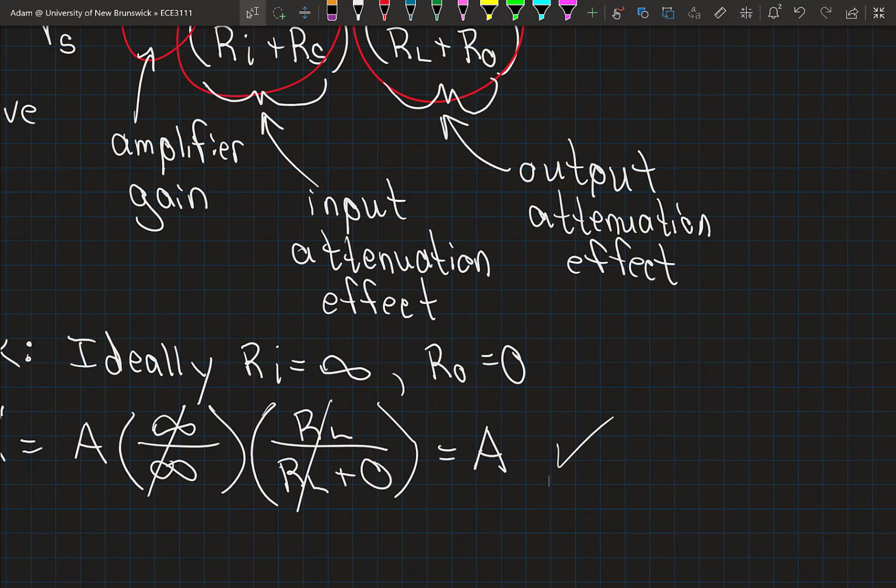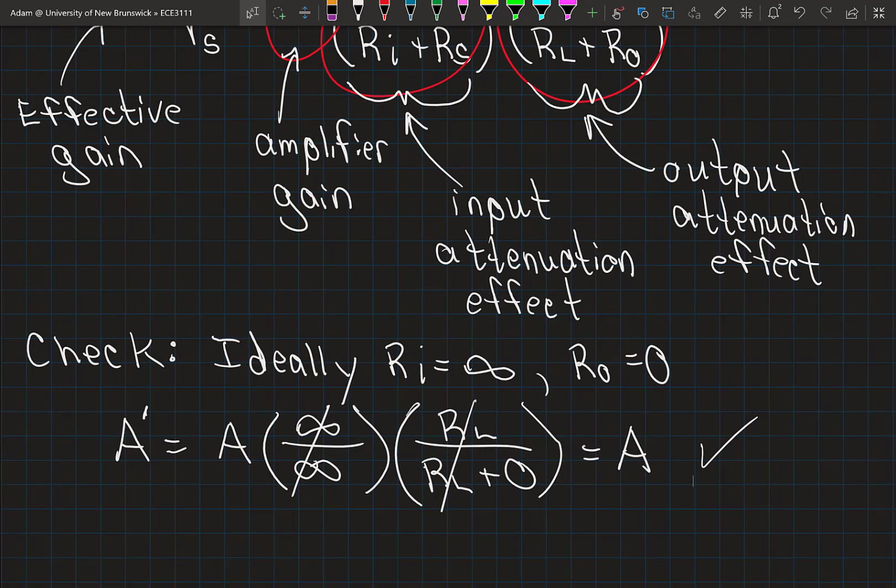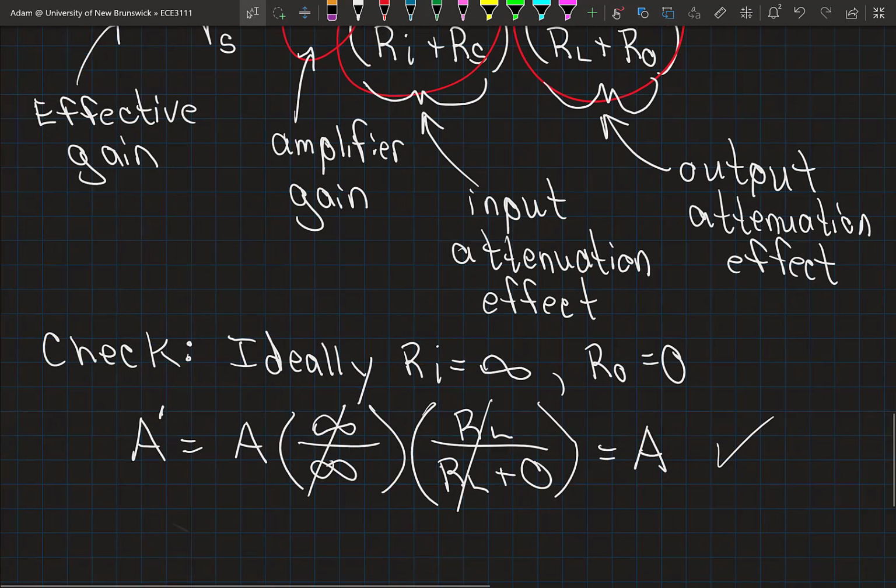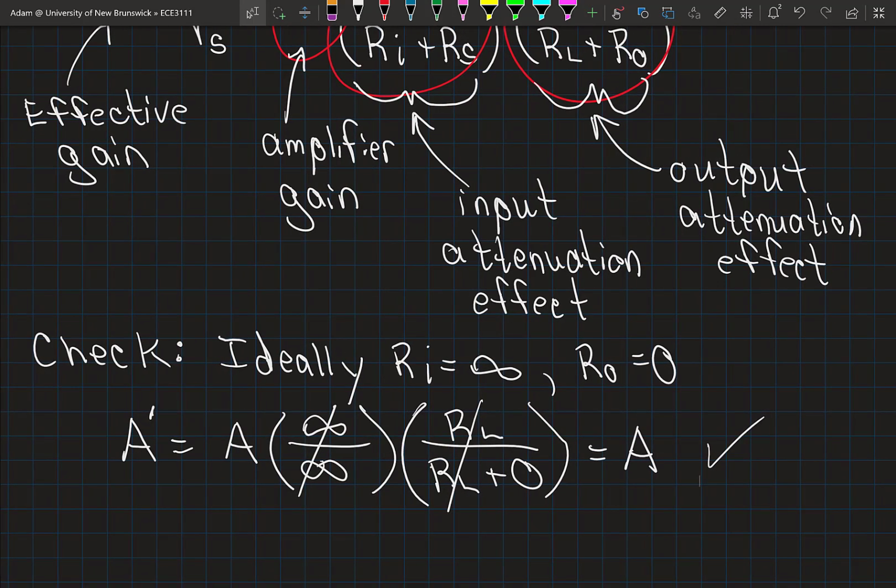Okay, so that's a look at an improved model for a voltage amplifier that's more realistic and models in those loss components that we are going to see in any real amplifier.